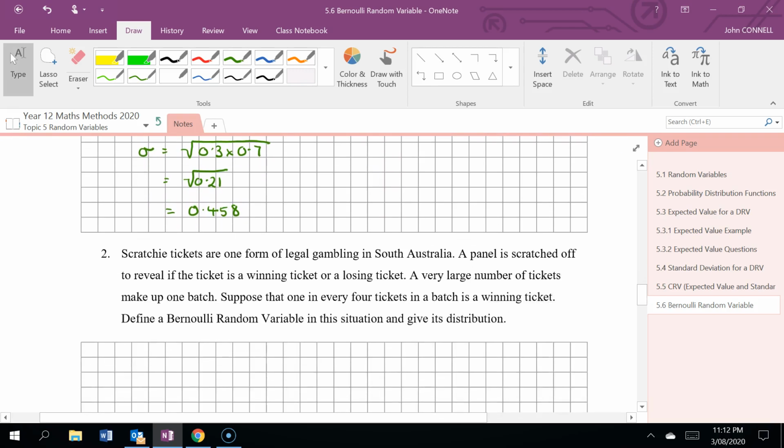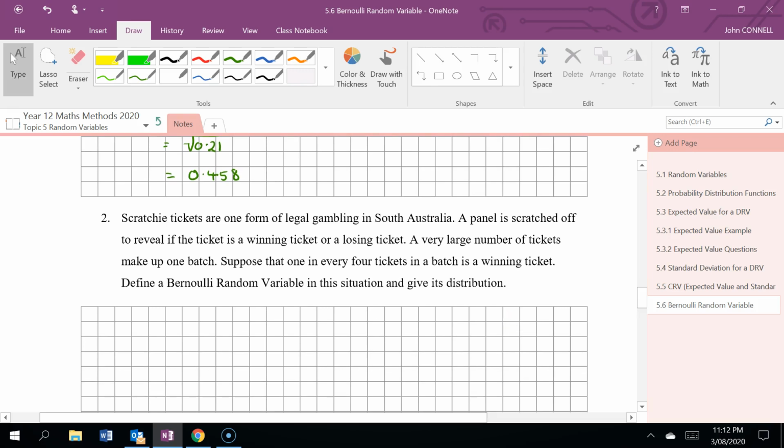Okay, a more practical example. Scratchy tickets are one form of legal gambling. A panel is scratched off to reveal if the ticket is a winning ticket or a losing ticket. A very large number of tickets make up one batch. Suppose that 1 in every 4 tickets in a batch is a winning ticket. So define a Bernoulli random variable and give its distribution.